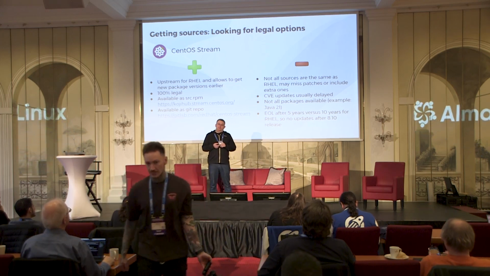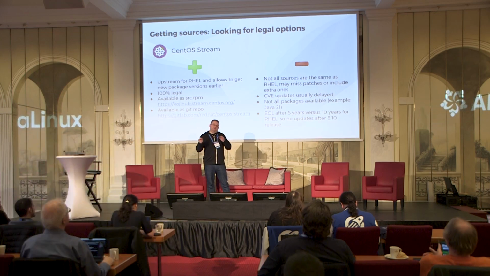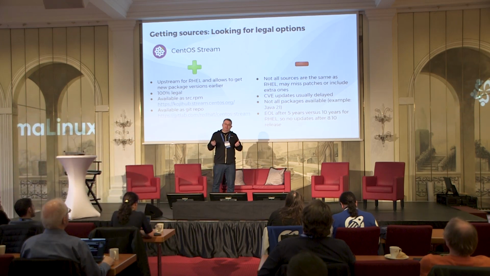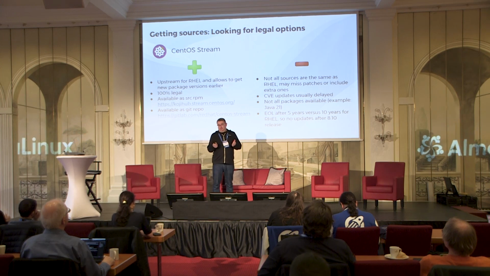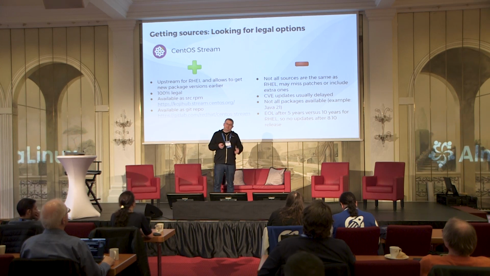And even if Red Hat packages and CentOS Stream packages have the same version and the same release and basically look the same, they may not be. So it may contain different patches. Some CVE updates may be absent or come very, very much later than Red Hat. Some packages are not available at all. Like Java 21, for example, is still not available in CentOS Stream, even after several months after it appeared in Red Hat.